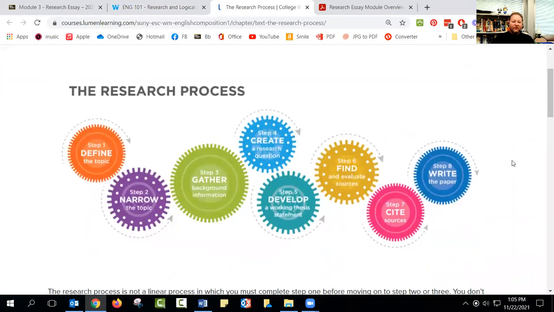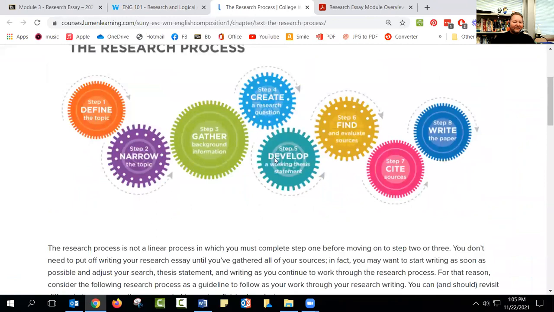And so the research process, okay. And I like this little visual because it's pretty good. So it says define the topic, narrow your topic, gather background information, create a research question, develop a working thesis statement. Remember, that's a thesis that can change and shift a little bit. Find and evaluate your sources, cite your sources, write the paper.